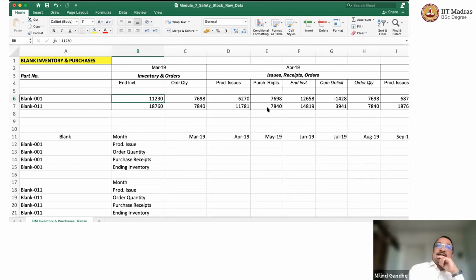Or maybe we can map ending inventory versus order quantity. That is a better option. Okay, let's try both.